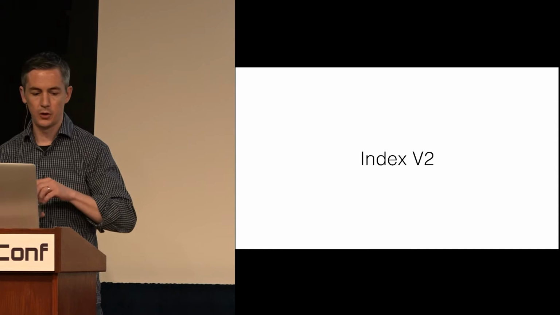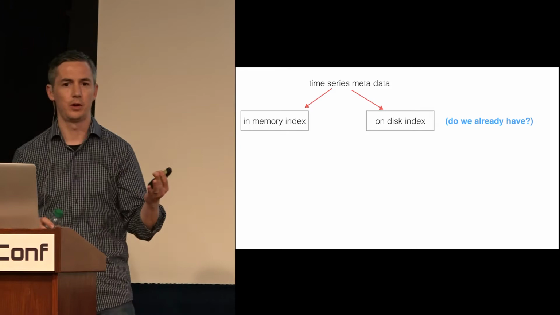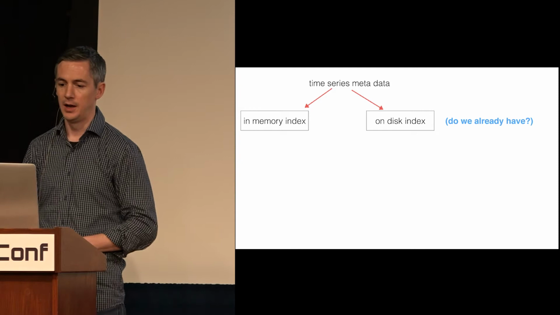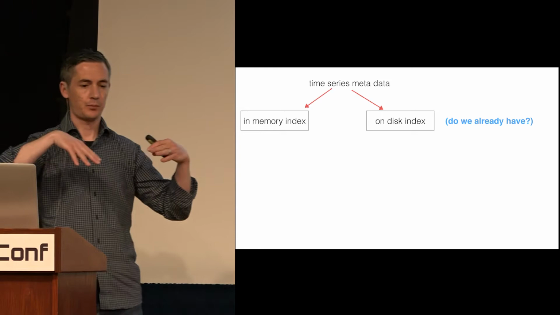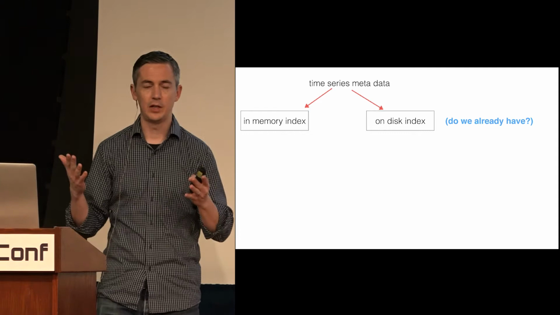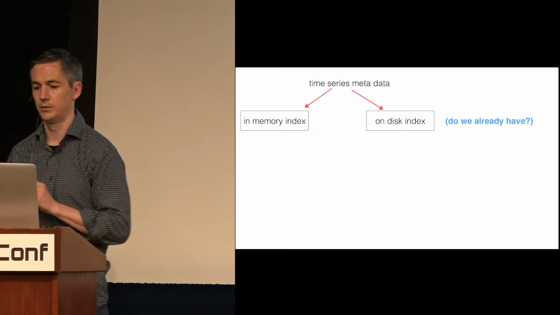Last September, we started creating something we just called TSI, for time series index, because we were tired of trying to be creative with naming. Here's kind of what it looks like. New data comes in, and we have the index, and we say, okay, here's the time series metadata, which is really just that key itself. We check the in-memory index, then we check the on-disk index. Do we already have it? If we do, we don't need to do anything. We don't need to write it to disk. We just continue on about our business.